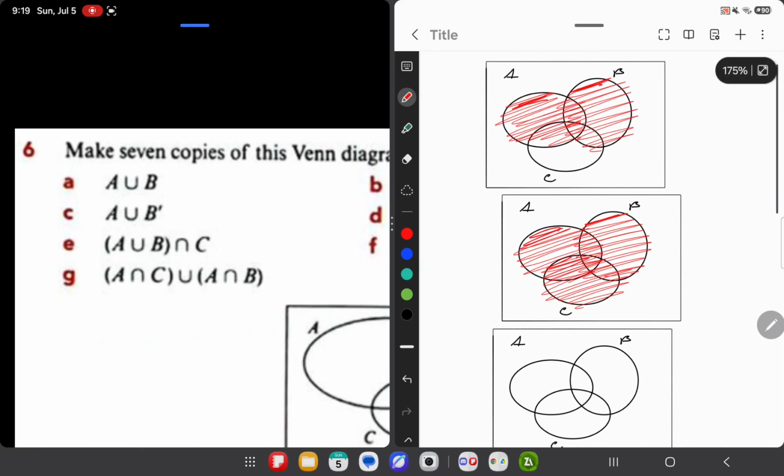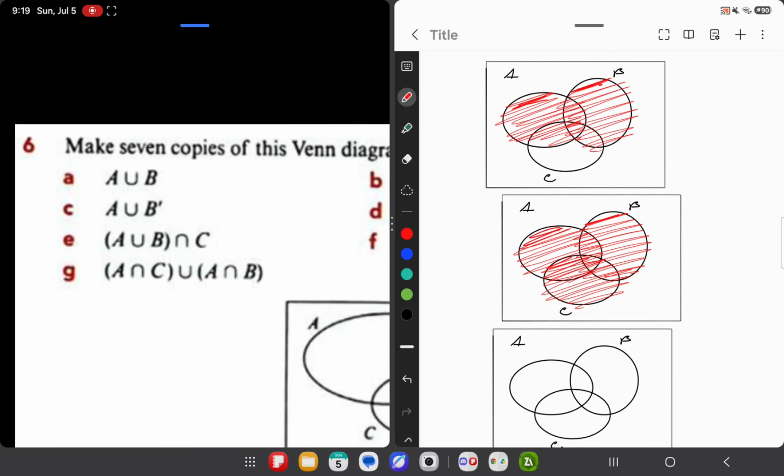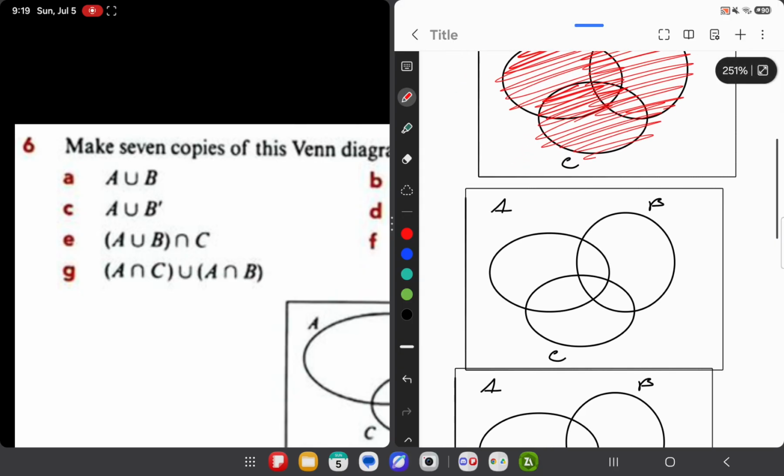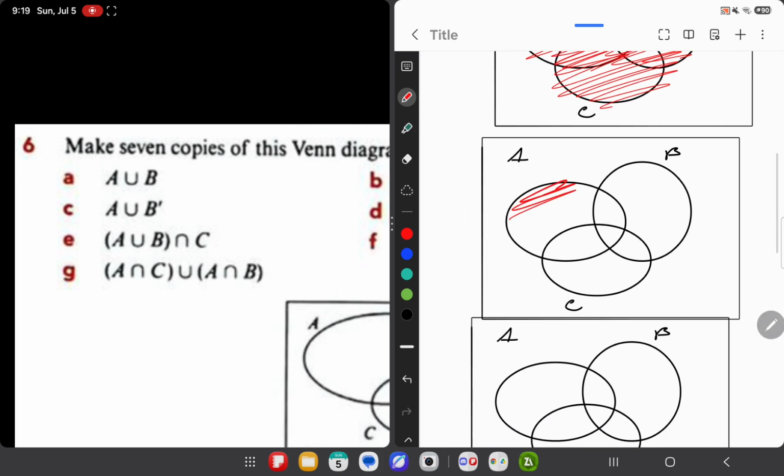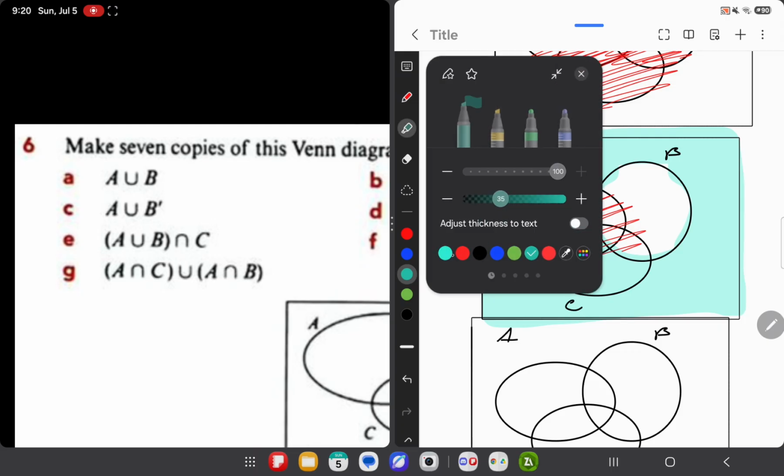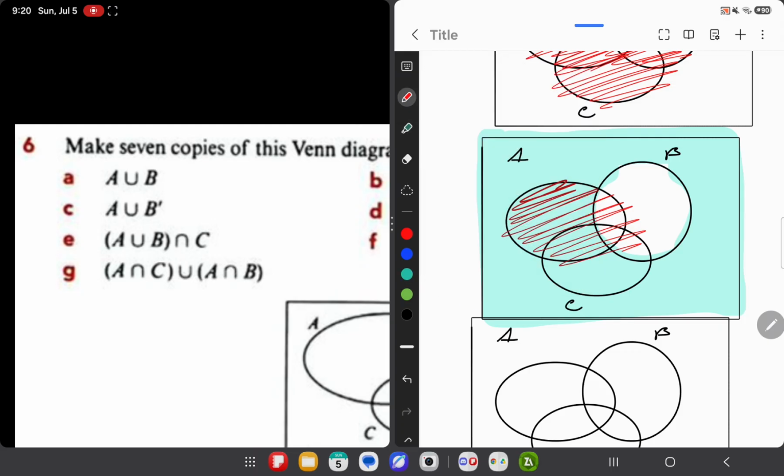Nice, beautiful. C, A union B prime. What does B prime mean? It is the things outside B. Let's first do A, and then outside B. What area is outside of B? Well, outside B is everything except the shading of B. See, like so. This is B prime. This blue area that is shaded is B prime. It is outside that set, outside that expression.